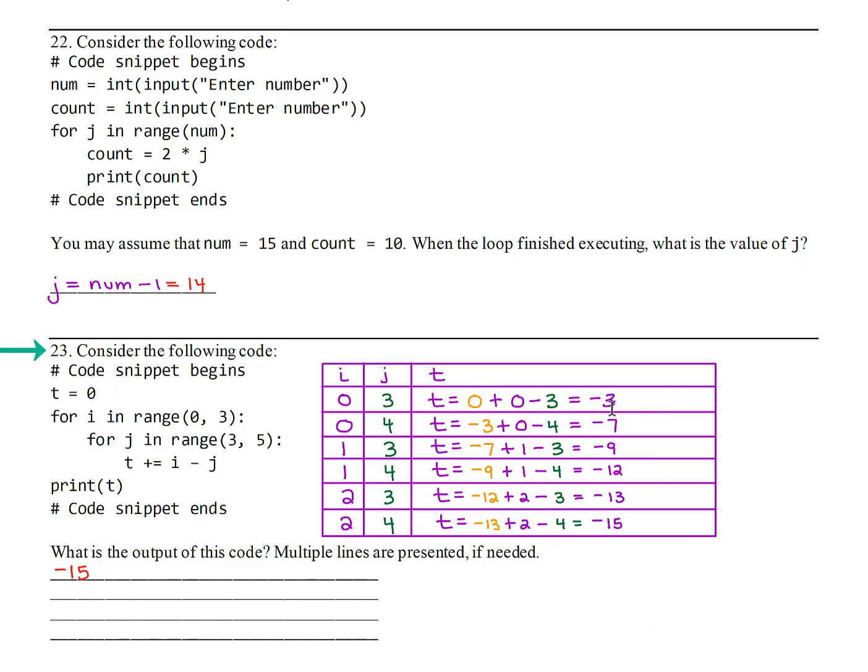And then when you compute a value of t off the first iteration, namely t is minus 3, that becomes the value for the augmented operator on the next step. And I'm showing that in a color gold there. So finally, the t is minus 15 at the end of this code execution.